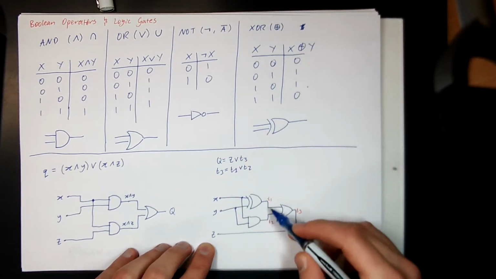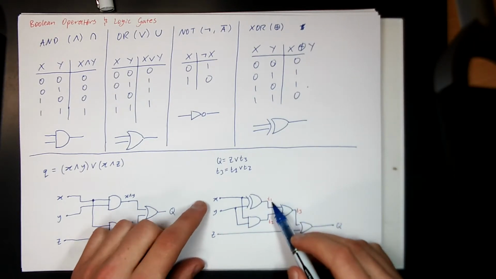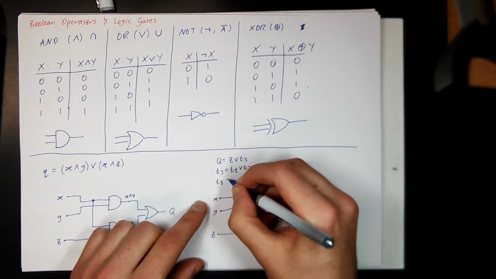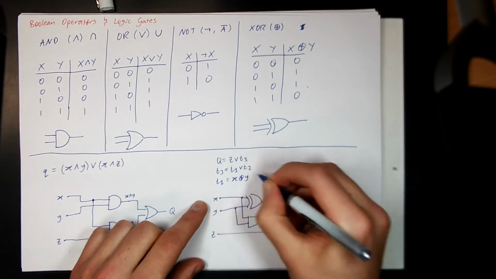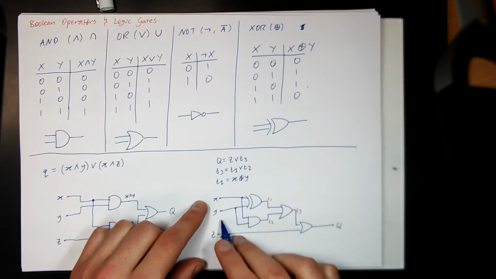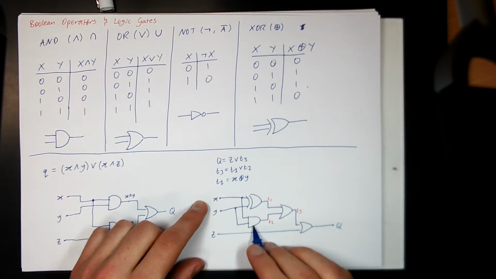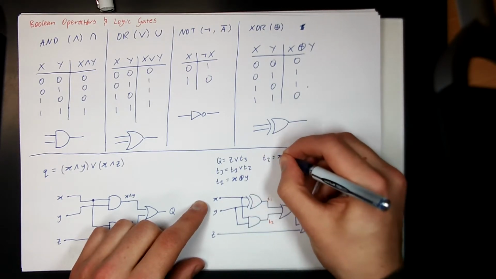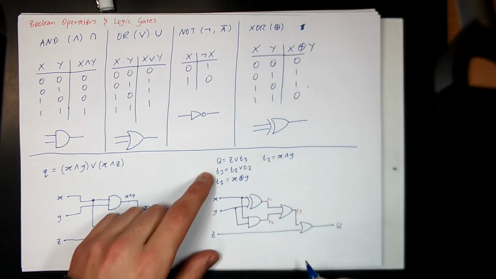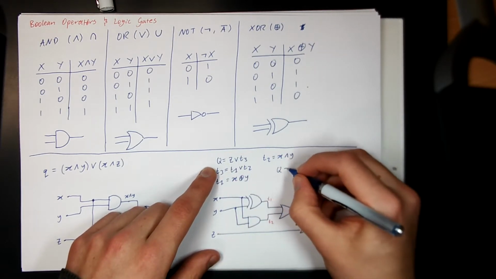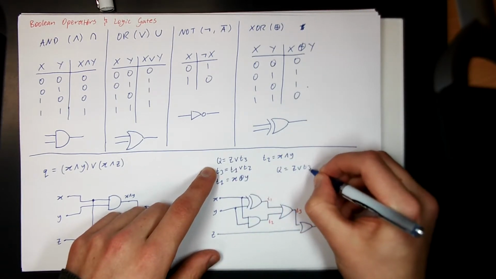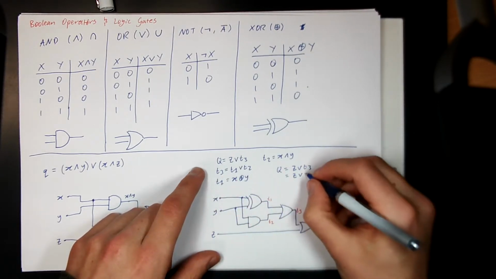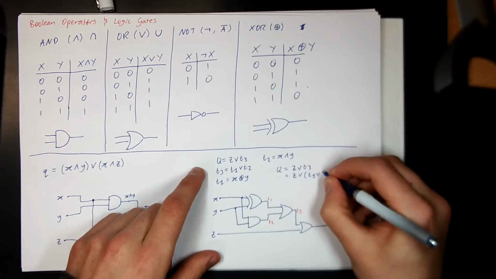Now I'm going to write expressions for T1 and T2. T1 is X XOR Y. And T2 is X and Y, because T2 is on the output of this AND gate, and X and Y are the inputs. So T2 equals X and Y. And now I can just substitute everything in, right? So Q is equal to Z or T3, which is equal to Z or, what was T3? It was T1 or T2. So we do the OR first.